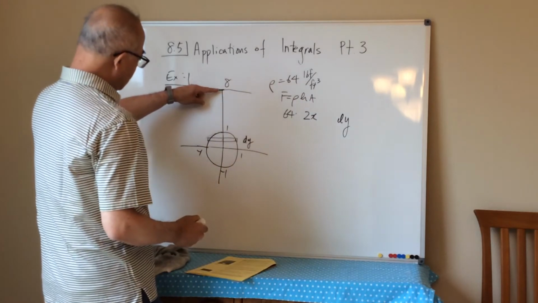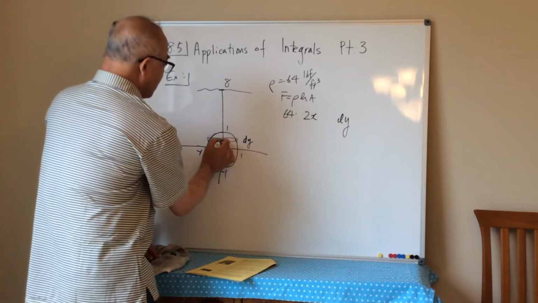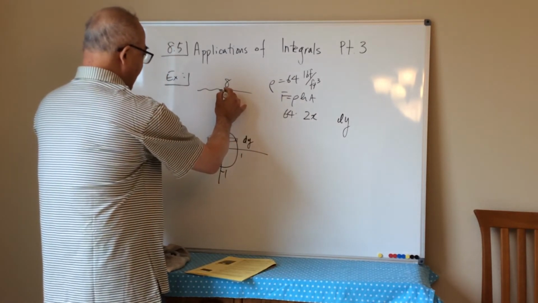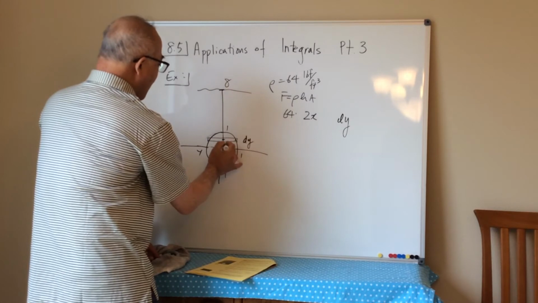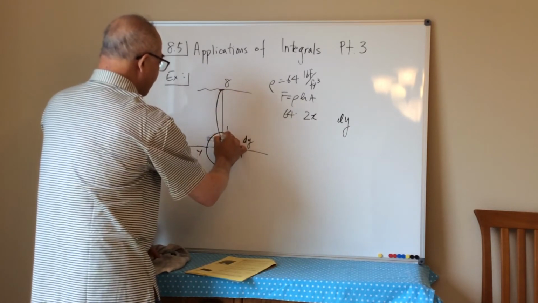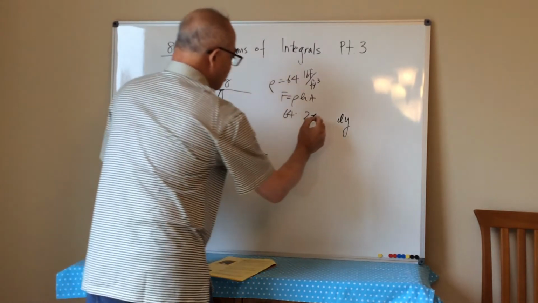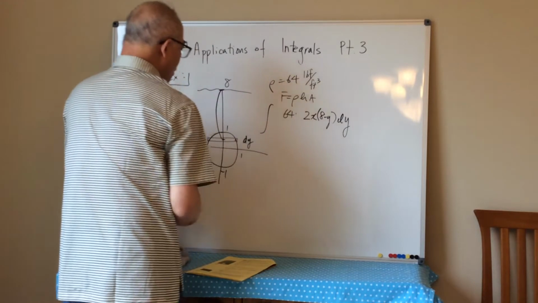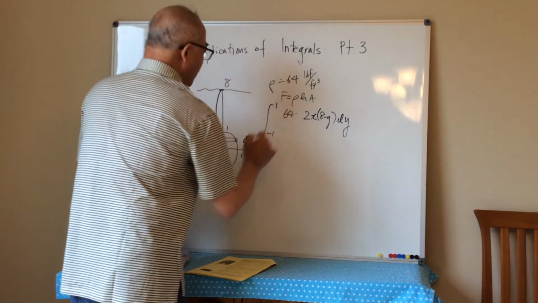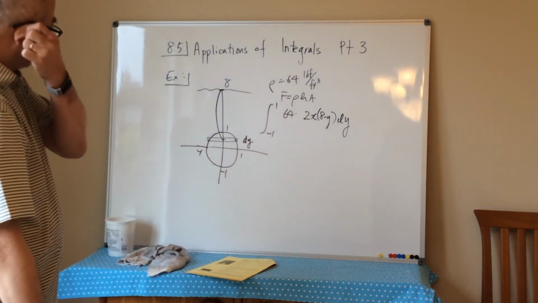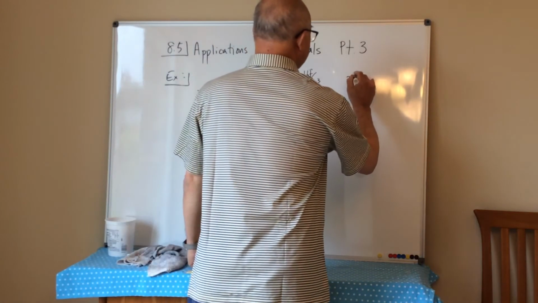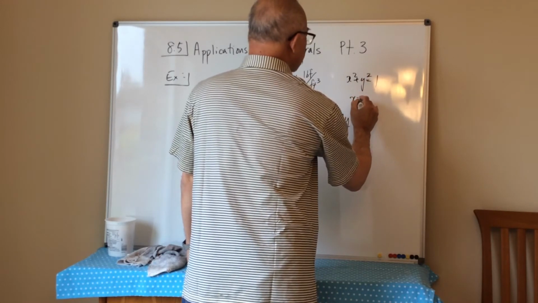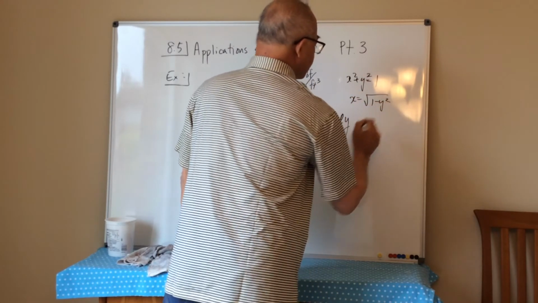If we call this y, then my height is 8, and I'm going to take away the y, because I'm looking for this height right here. So it's going to be 8 minus y. And y is going to be from where to where? Negative 1 to 1, where x squared plus y squared is equal to 1. So x is going to be equal to the square root of 1 minus y squared.